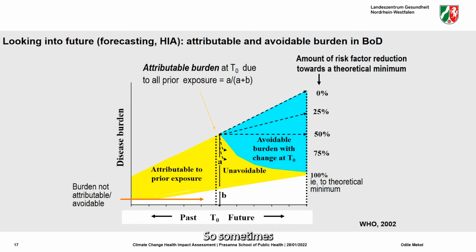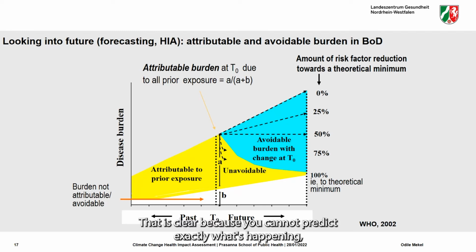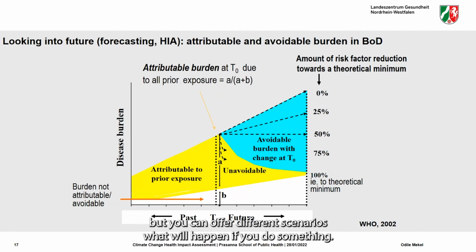So sometimes the number as such, what you predict, is not the point. These are estimates, so it's quite important that they show the direction. That is clear, because you cannot predict exactly what's happening, but you can offer different scenarios: what will happen if you do something?